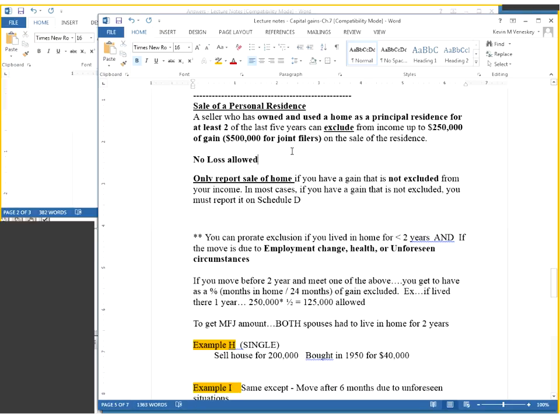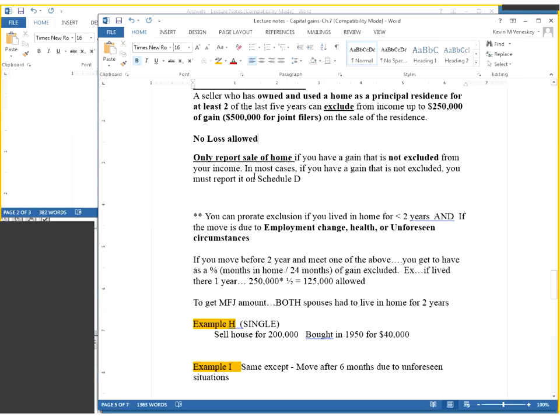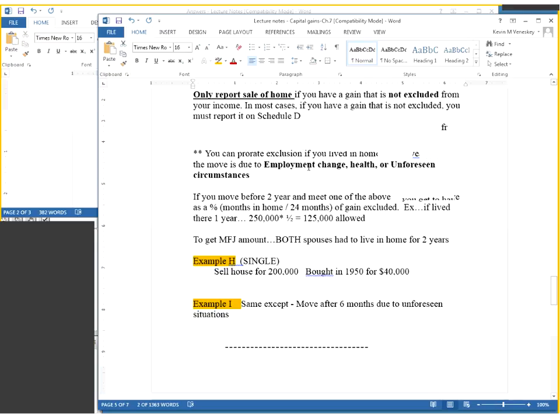Hopefully you don't get to sell it for a loss unless you trashed it or didn't take care of it. So you only report the sale of your home if your gain went over and beyond the $250,000 if you're single, $500,000 for joint filers. Otherwise, you don't even put it on your tax return at all.